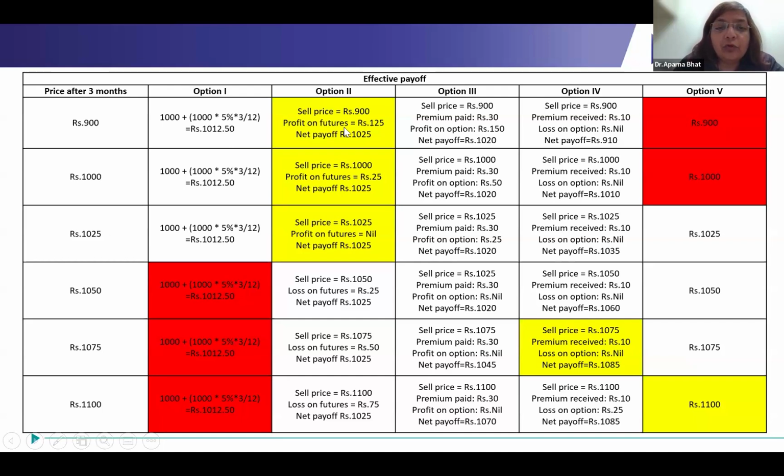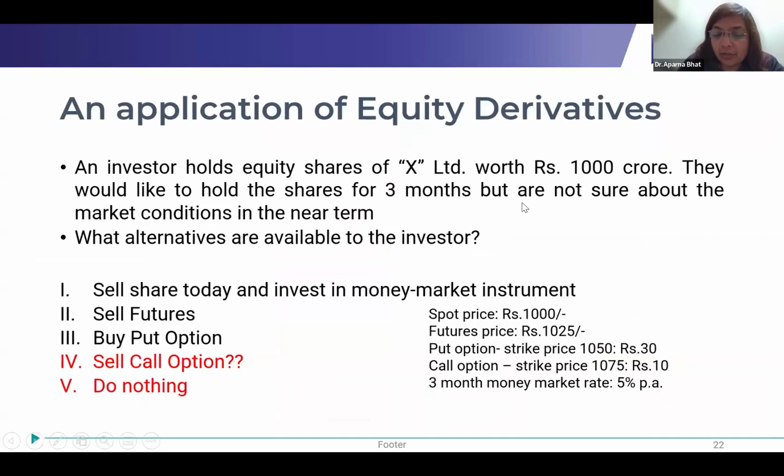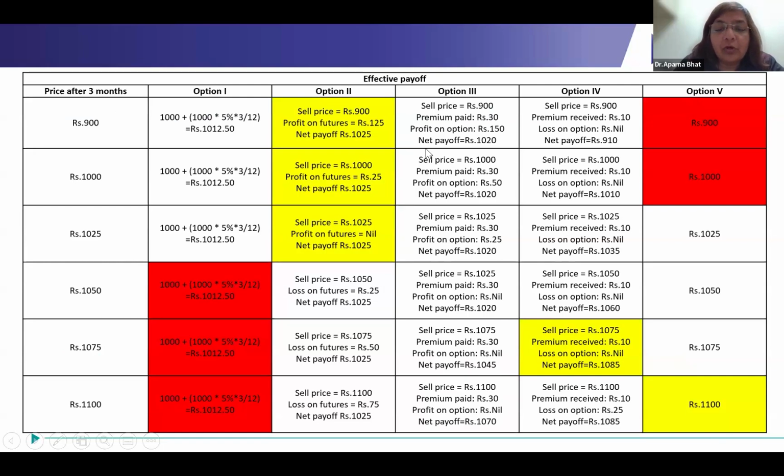Suppose they had sold a futures contract. Okay. Now remember, the futures was trading at 1025. So suppose they sold a futures contract, and at the end of 3 months the stock is worth 900, right? So they would have made a profit of 125 rupees on the futures, right? And suppose they had sold the stock at 900, plus they would have got a profit of 125 on the futures. So in all, they would have got 1025, which is again very good.